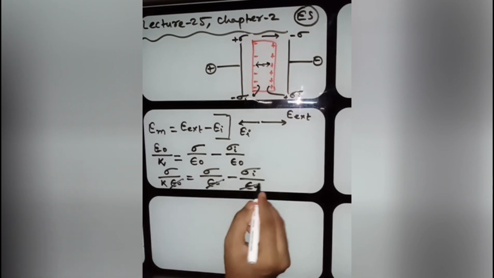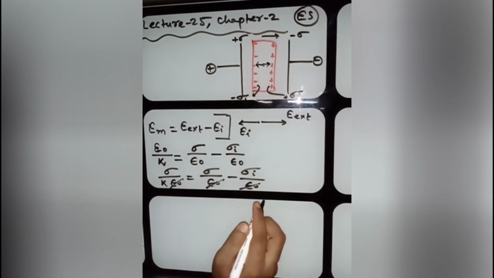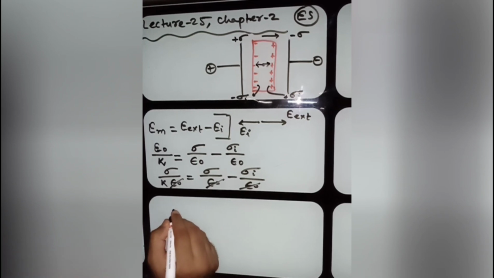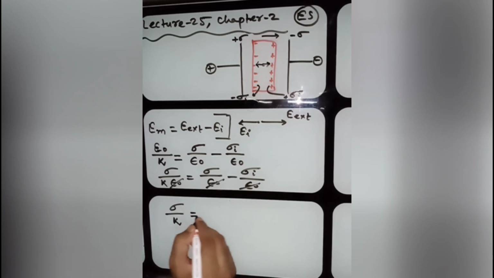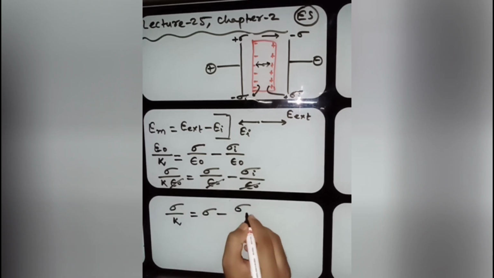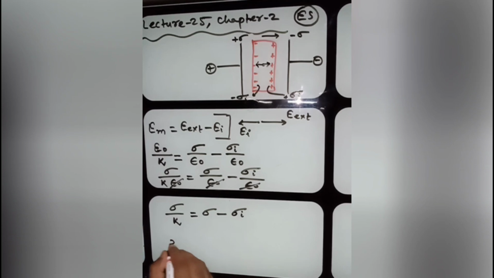This epsilon naught can be cancelled out, and then we will have a very fantastic formula. It is sigma by k equals sigma minus sigma induced. We have to find actually sigma induced, and this can be written as sigma minus sigma by k, or sigma induced is sigma times 1 minus 1 by K.